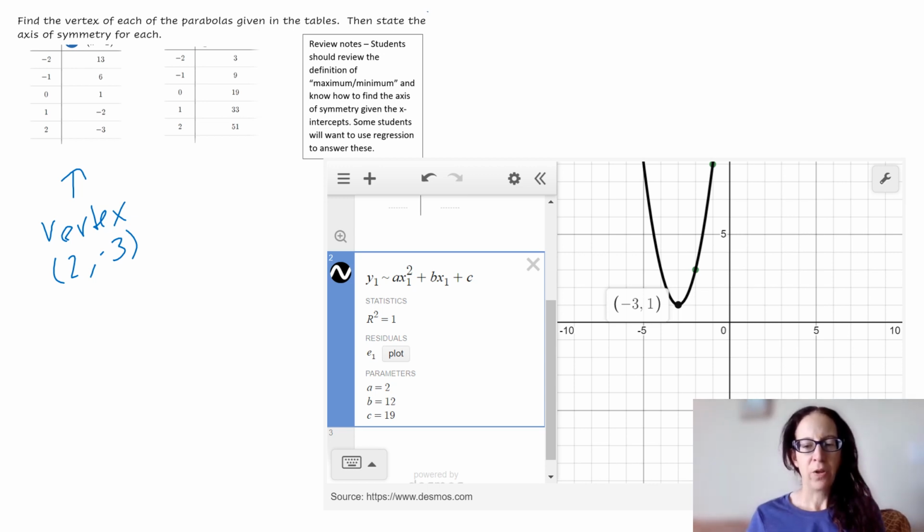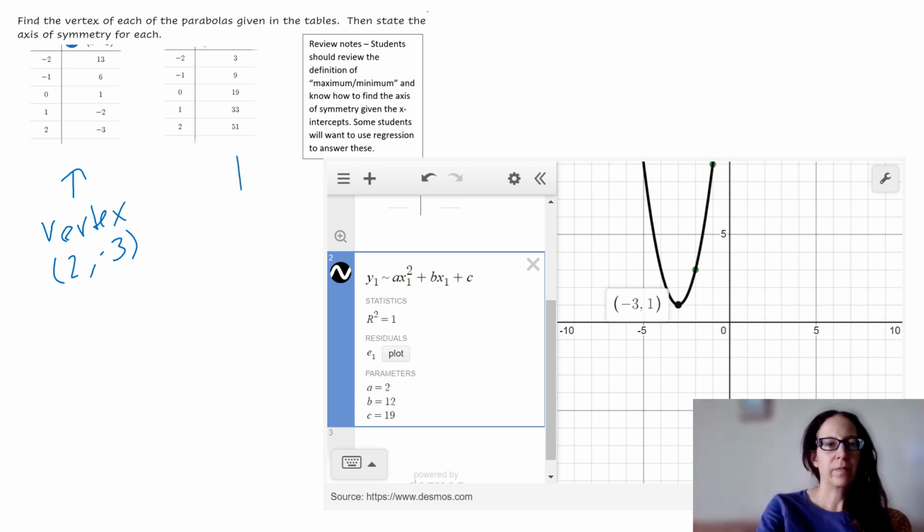So that would be 3, 9, 19, 33, and 51. And what you'll notice is that the regression still stays in place. So this particular parabola is y equals 2x squared plus 12x plus 19. And if I click over here, I can see that the vertex on that one is the point -3, 1. So the vertex is -3, 1.